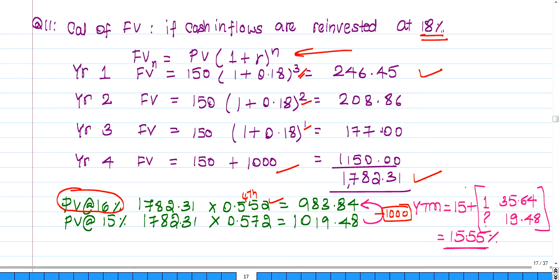So 15 plus 1 gives a 35.64 present value difference. We need only 19 decrease. So for 19, how much change of the discount rate is required? 0.55. So the answer is 15.55%.